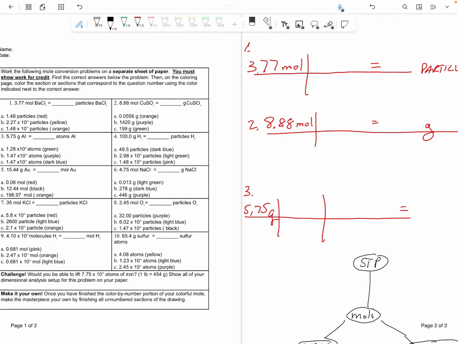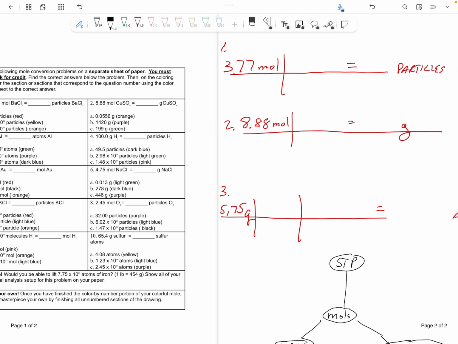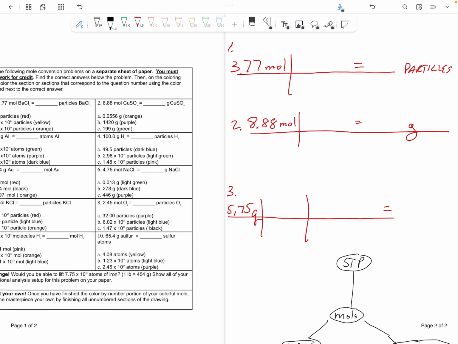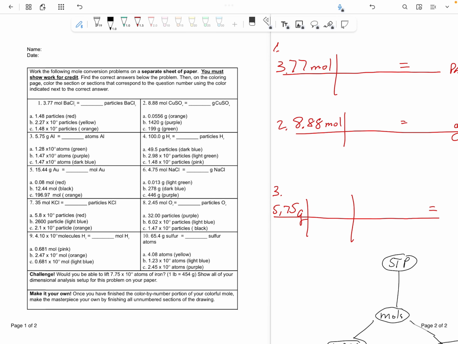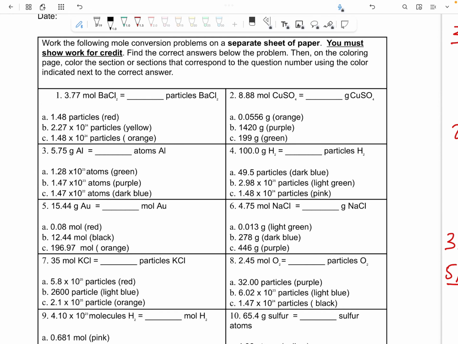And I have three here, and hopefully that's going to work out for you. And these will serve as a guide for you. Now, the first one and the second one are both one-step problems, and the third one is a two-step. So here we go. The first one, you were given 3.77 moles of BaCl2, and you wanted to find out how many particles that was.